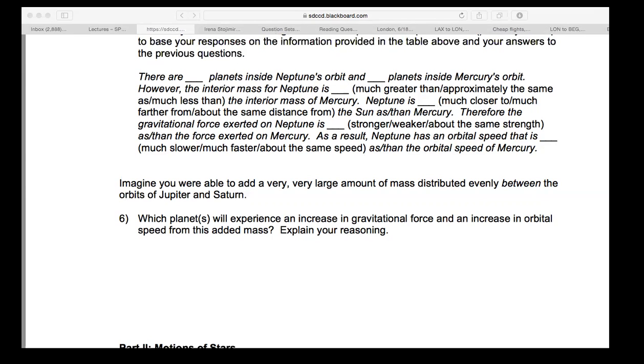Jupiter, Mars, Earth, Venus. Inside Saturn's orbit are Jupiter.